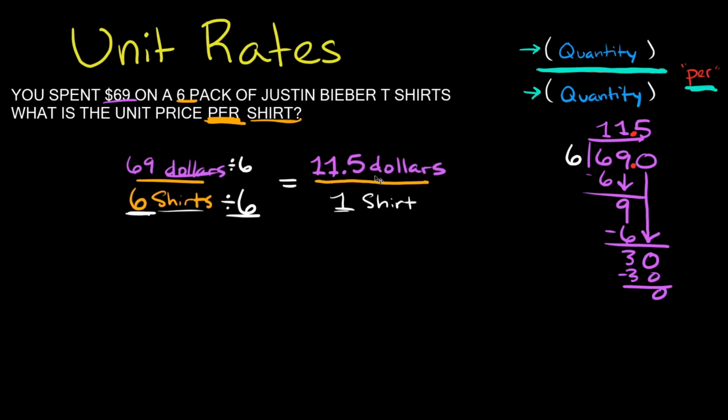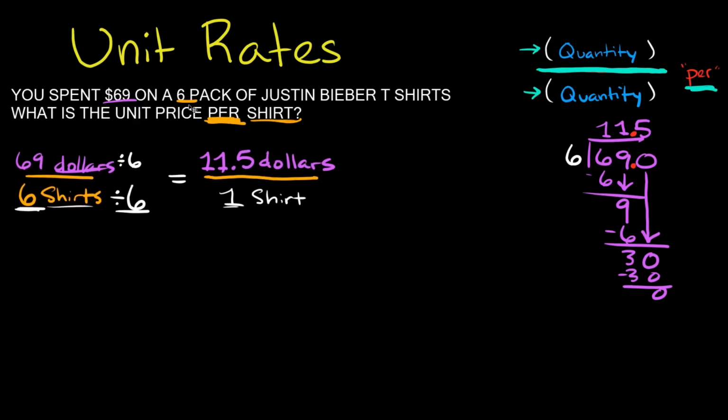Okay, and I'm just going to move this to the side a little bit to give myself some space. So $11.5 per one shirt, right? Now, this is almost our final answer, but we can clean up our answer just a little bit. Okay, so $11.5, I'm just going to write it with a dollar sign. So I'll write it like that. And then we'll put our fraction bar right there.